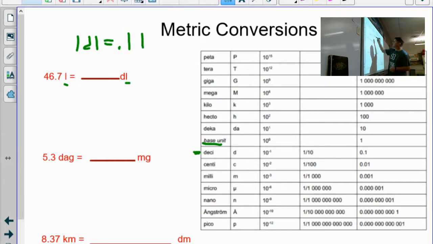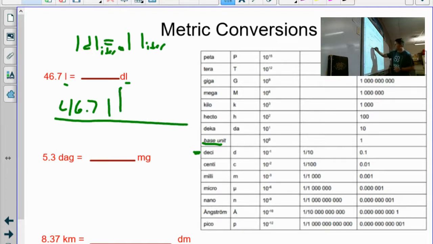And so I can see that 1 deciliter is equal to 0.1 liters. I hate that this looks like a one, so I'm going to write liter here, so you don't get confused. So 1 deciliter equals 0.1 liters. When I'm making my conversion here, I'm going to say 46.7 liters. And this is where that introduction to dimensional analysis is going to come. And then here is my equivalency, that 1 deciliter is equal to 0.1 liters.